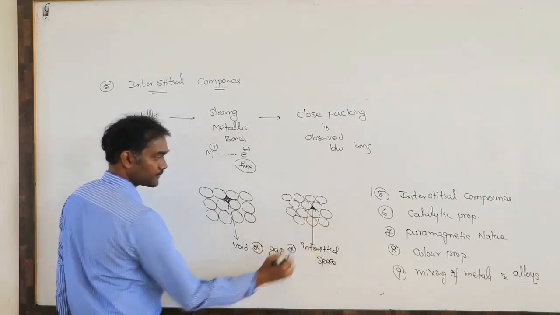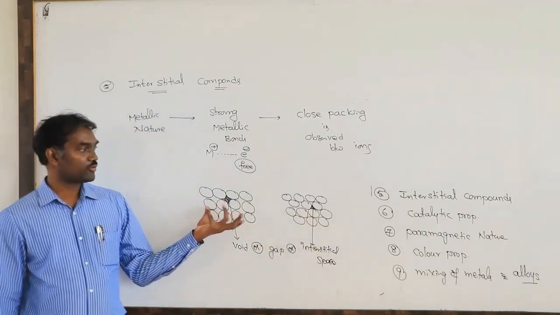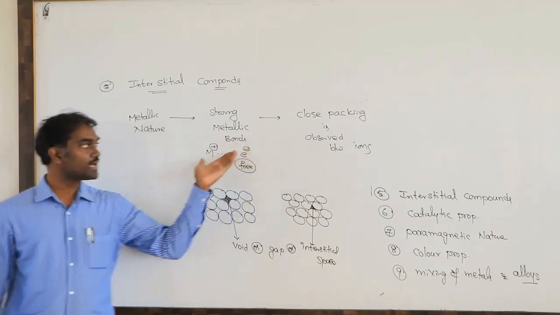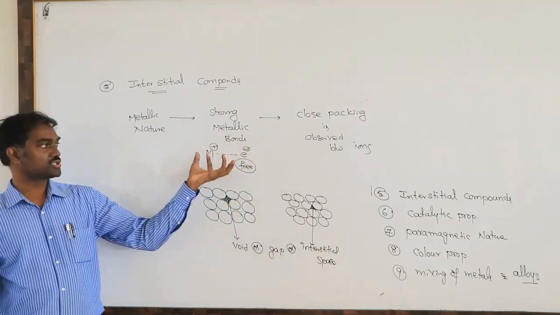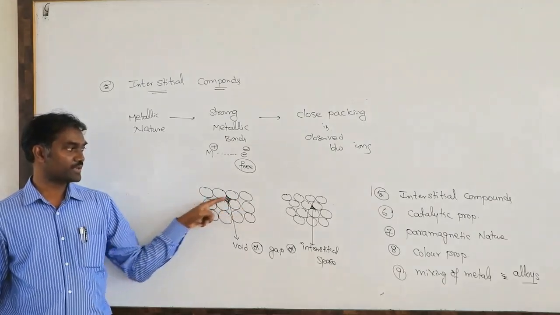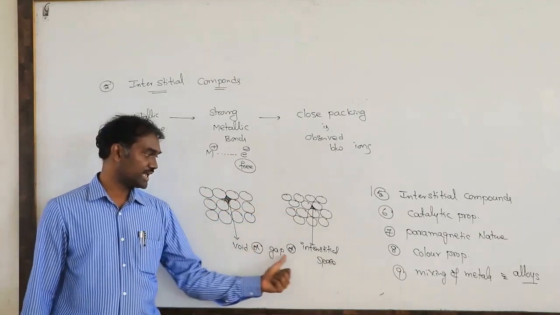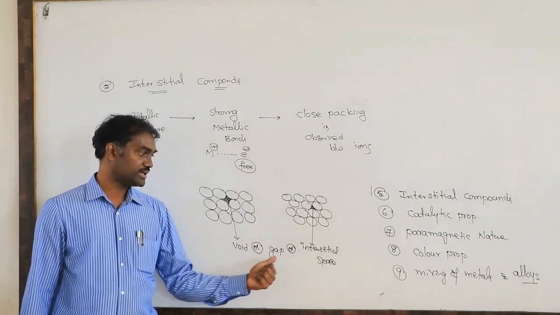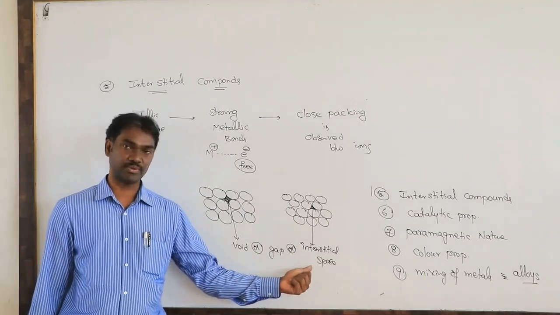So in close packing, why is close packing happening? Because of the metallic bond. The strong metallic bond brings the atoms close. When they come close, some gaps arise. Those gaps you call voids, otherwise interstitial space.